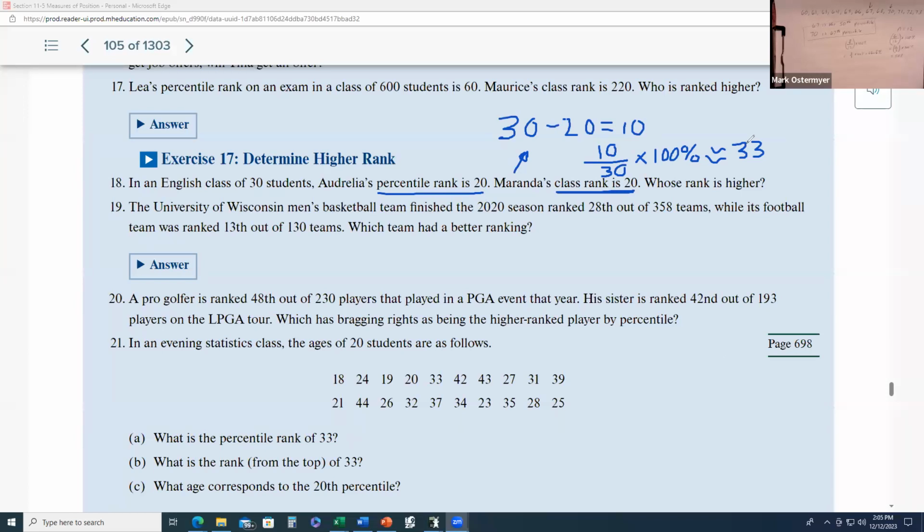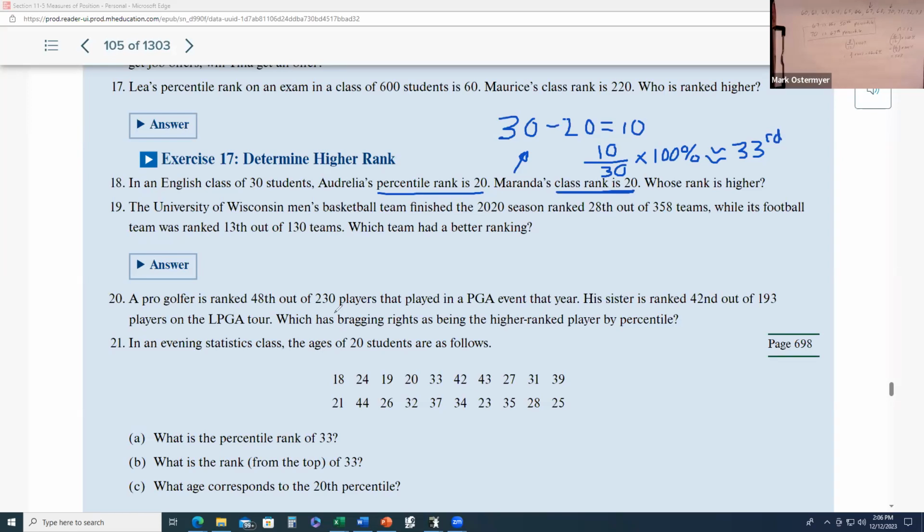So who had the larger percentile rank, Audralia or Miranda? Miranda. Miranda did. 33rd percentile is higher than the 20th percentile. Notice Miranda has the higher rank. Okay. So be careful on that one. All right, that's one like that.